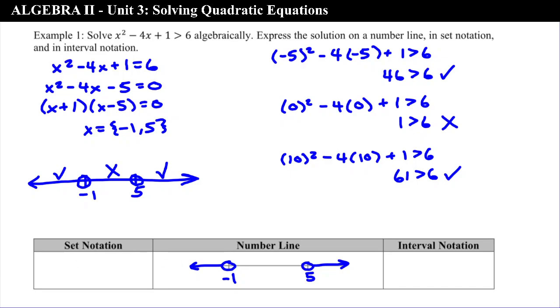Now we can look at our number line and figure out what our set notation answer is going to be. It's x such that x is less than negative 1, or x is greater than 5. And in interval notation, you'll have negative infinity to negative 1, union with 5 to infinity. And that would be your answer for this problem. In fact, that's 3 different ways of expressing your answer for this problem.